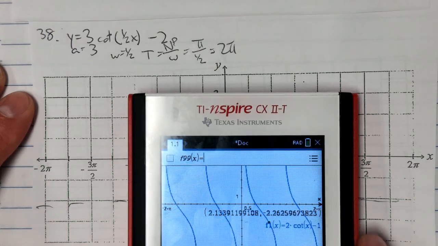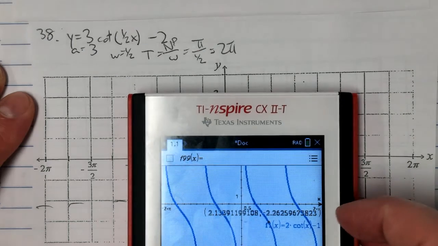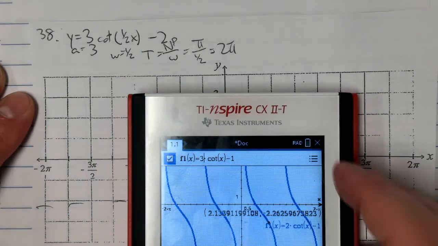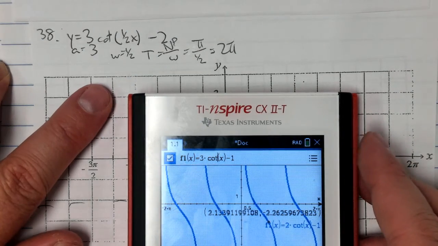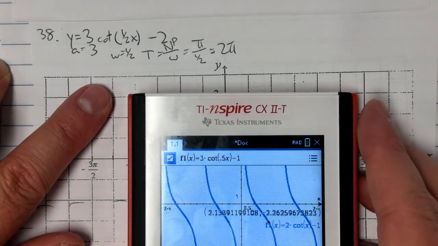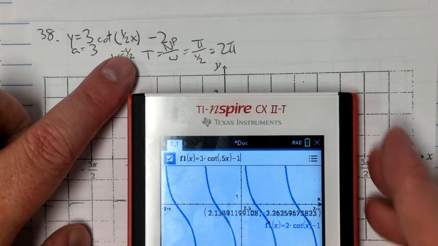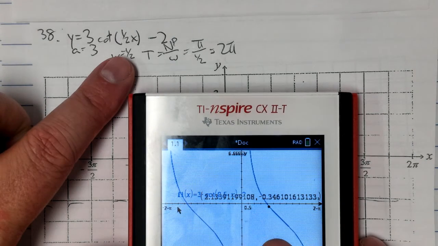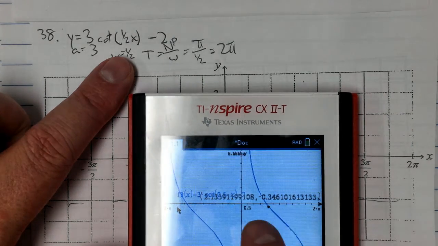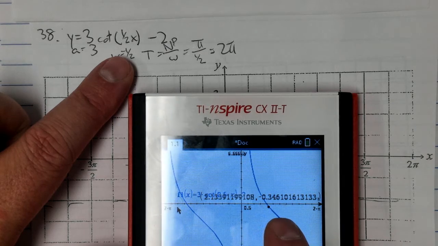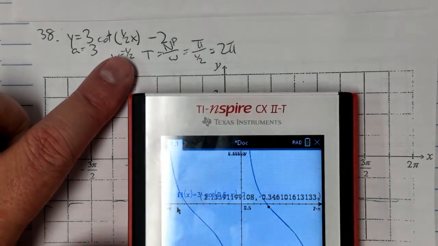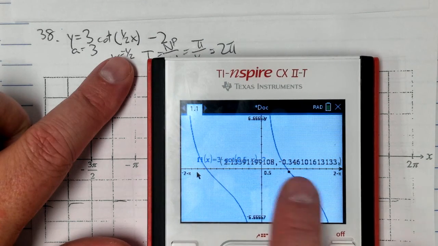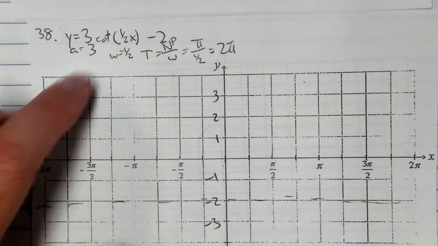Okay, so I'm changing my graph. This will be 3 instead of 2. 3 cotan, and it's a half x. I'm going to put 0.5, and I need to change this to minus 2. Okay, so it's basically going to look like this. The ordered pair that's listed is not very useful. I'm just going to ignore that. The negative 0.346, that was not needed.